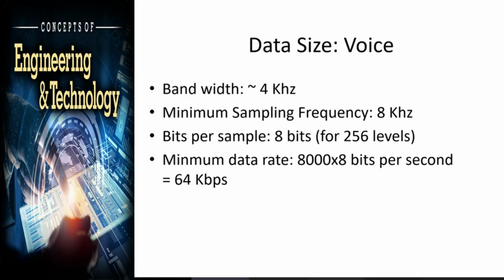When you look at different sets of data, we know that images, voice, and text will be transferred over the medium. For voice data, the bandwidth is 4 kilohertz, so the minimum sampling frequency is 8 kilohertz. The bits per sample is 8 bits, so there will be 256 levels, 0 to 255. So we get these 0 to 255 levels.